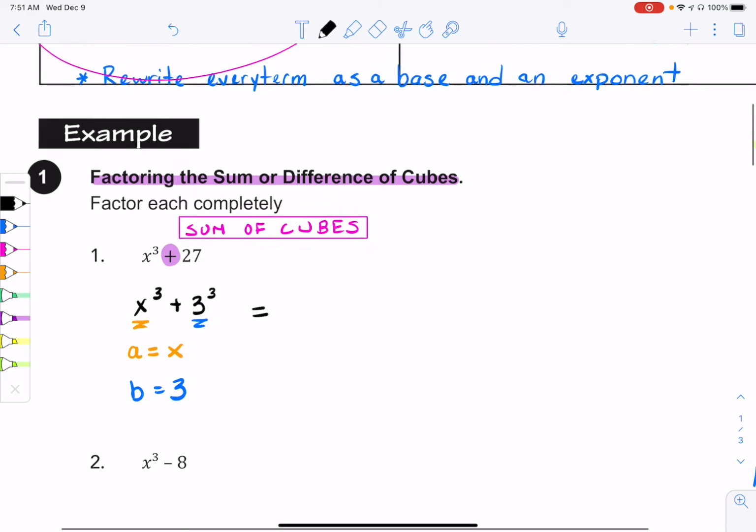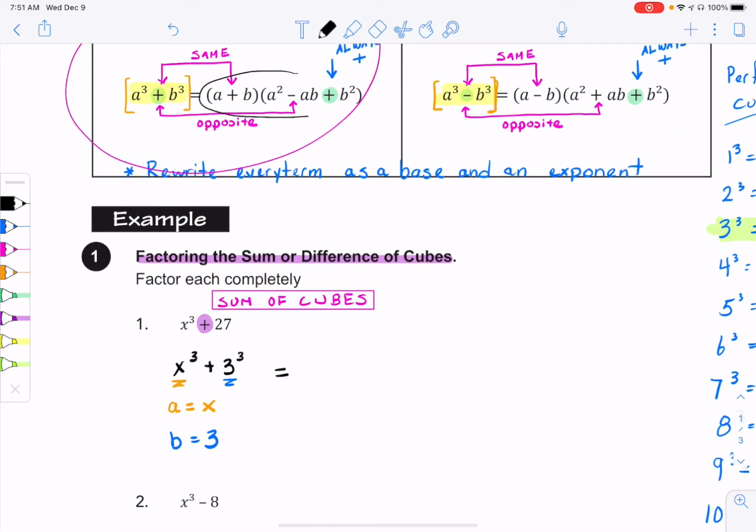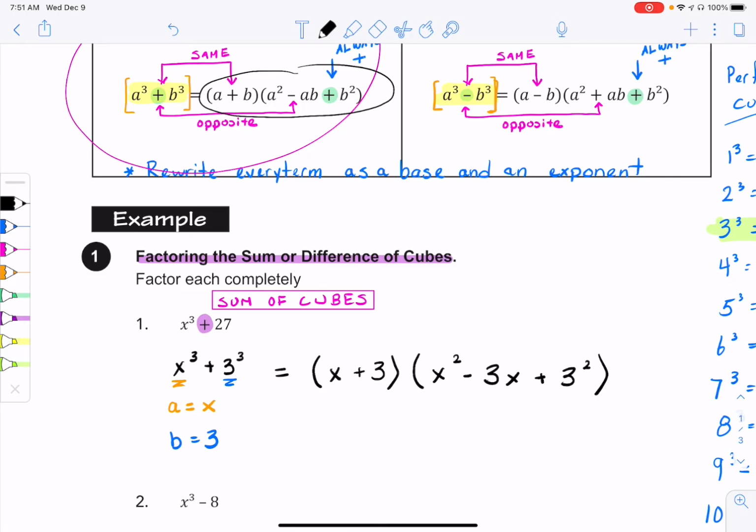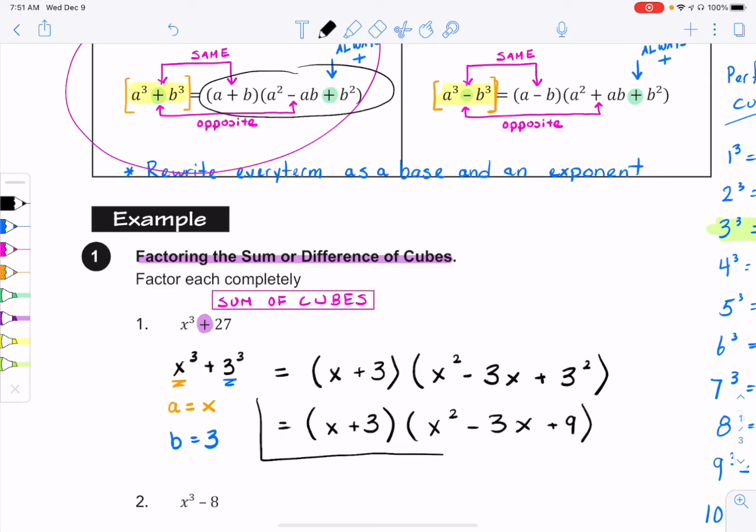And now to factor. Using this expression, it says a plus b. So the first part of my factored expression is going to be my a value plus my b value, or x plus 3. The second expression is a squared, x squared, minus a times b, 3 times x, plus b squared, 3 squared. And the only other thing you can do here is simplify any terms that need to be multiplied out. x plus 3 times x squared minus 3x plus 9. This is your factored expression.